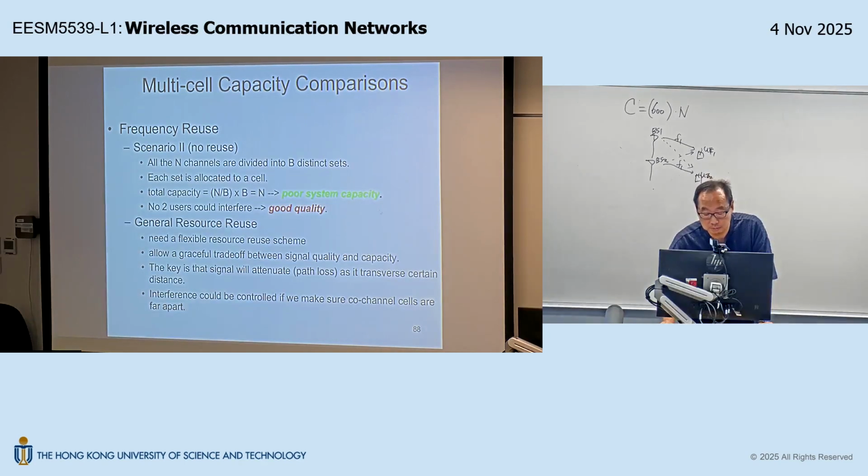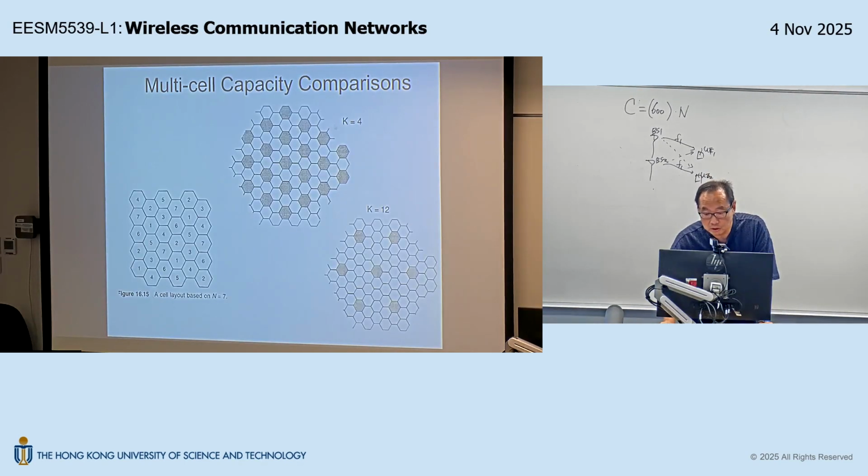So what do we mean? We introduced a parameter called reuse factor. This is how it works. Let's look at this example. If my reuse factor is 7, I will first divide my 600 channels into 7 sets, and assign the first base station to transmit on the first set of channels. Then the next immediate neighbors transmit on the second set, third set, fourth, fifth, sixth, seventh, okay?